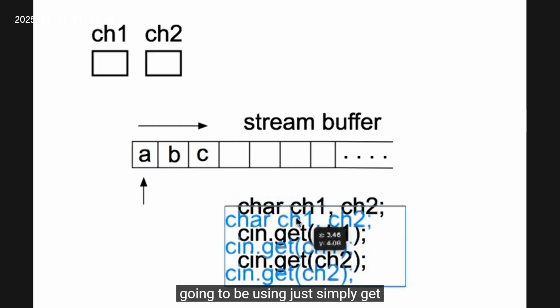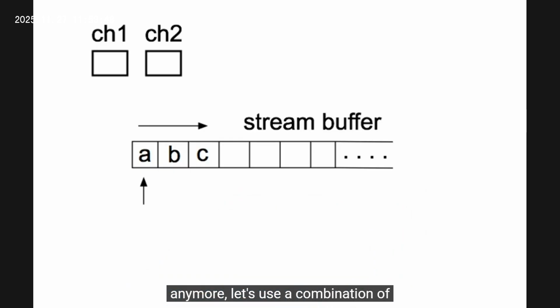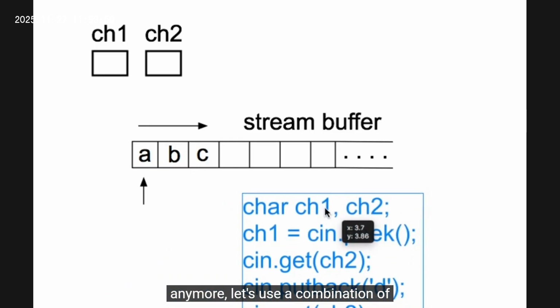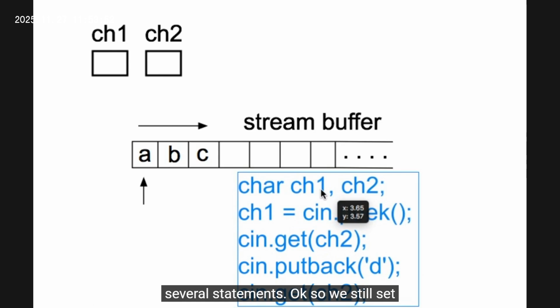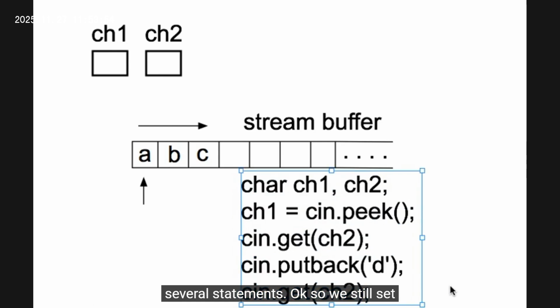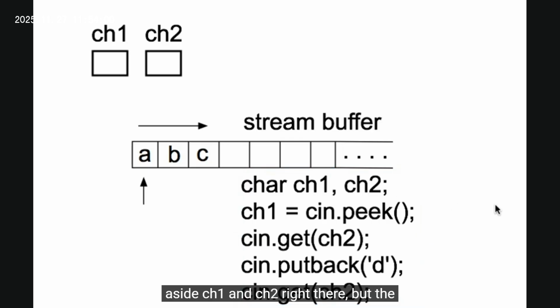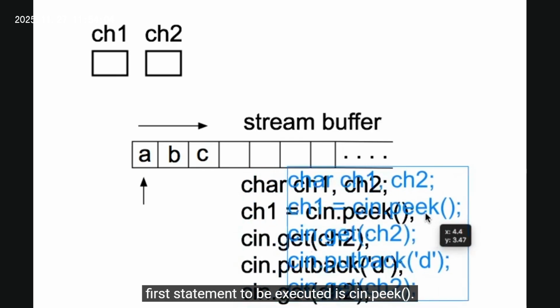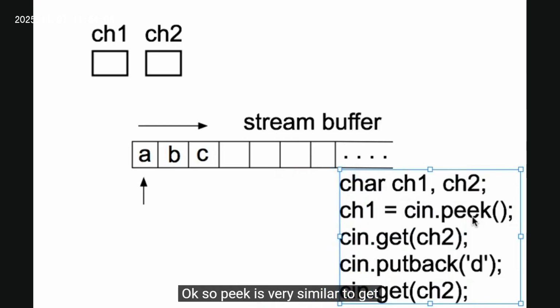We're not going to be using just simply get anymore. Let's use a combination of several statements. So we still set aside ch1 and ch2 right there. But the first statement to be executed is cn.peek.